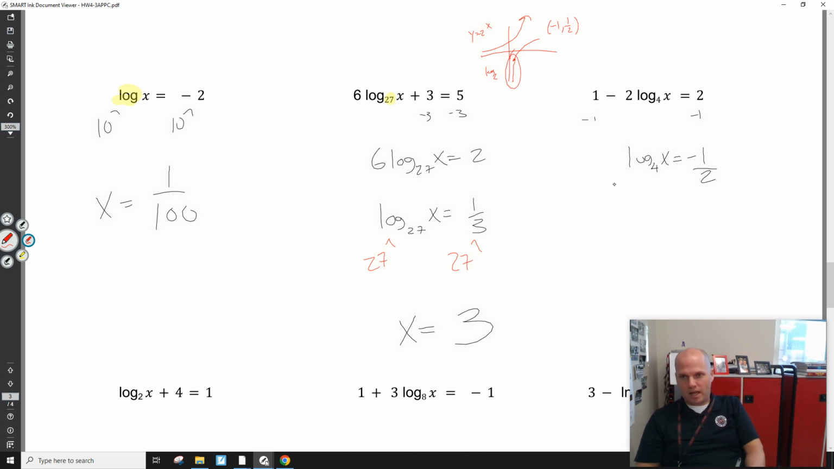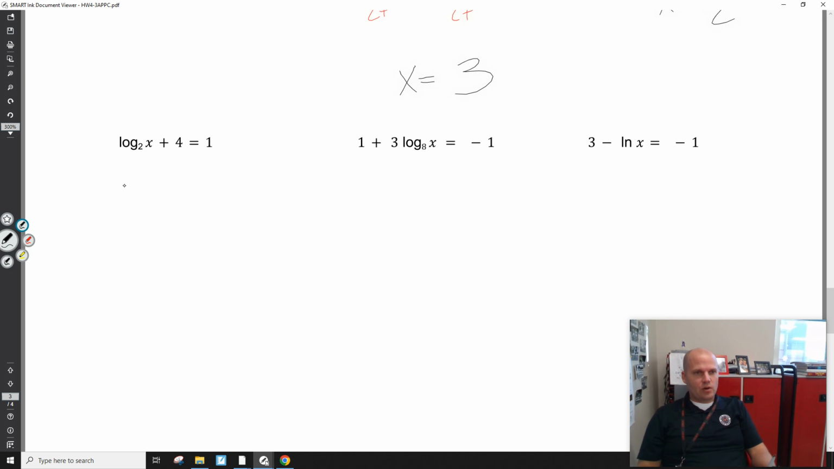So watch what we get if I take 4 to the power. Ooh, 4 to the negative 1/2. You should be able to do that. 4 to the negative 1/2 is the same as 1 over 4 to the positive 1/2. You get 1/2.